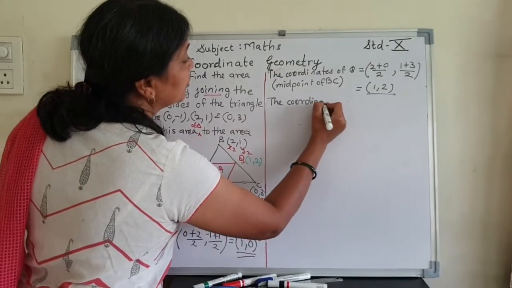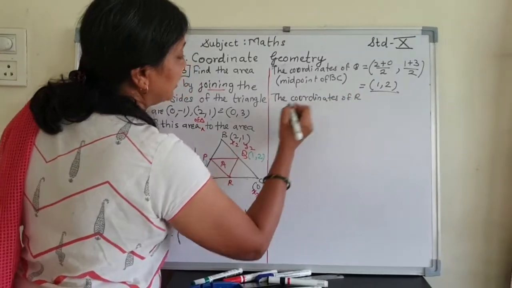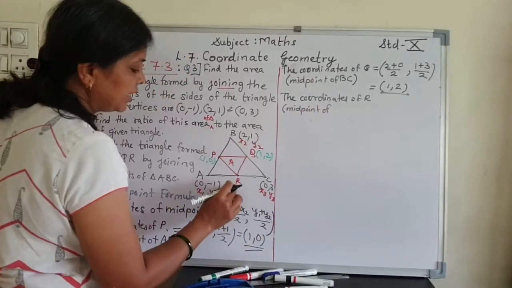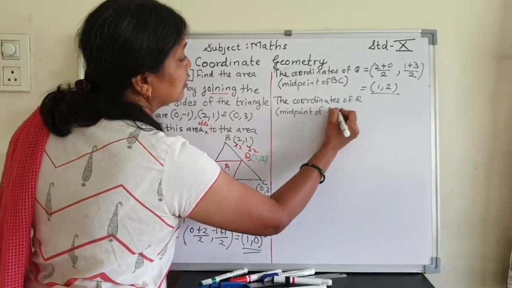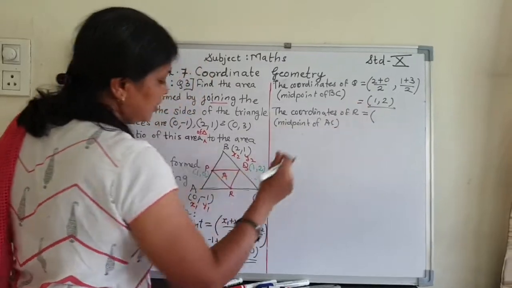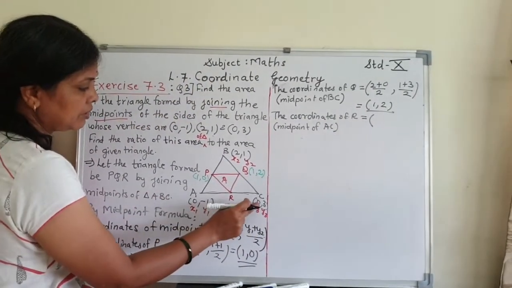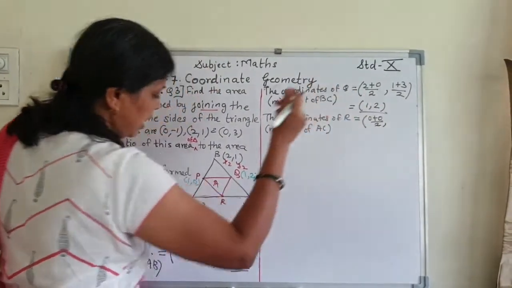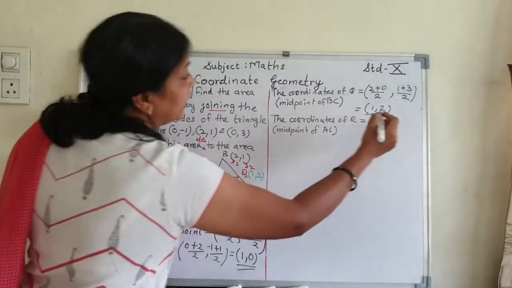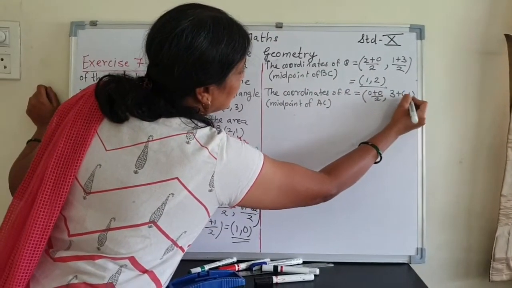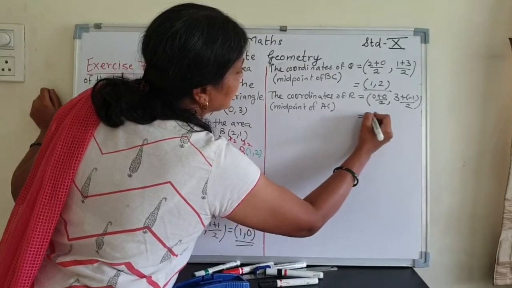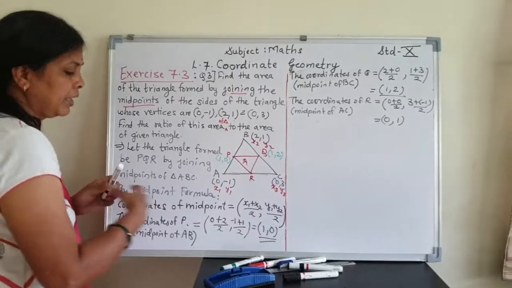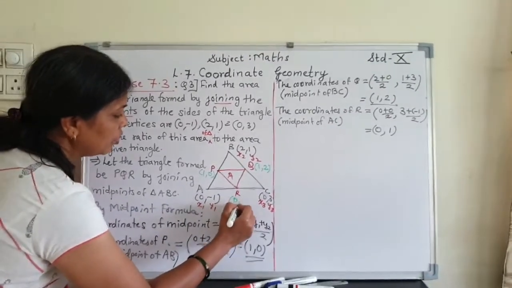R. Then R is the midpoint of AC. So x1 for AC means here (0 + 0)/2 and (3 + (-1))/2. So finally we get here 0 and 1. The coordinates of R are again 0 and 1.